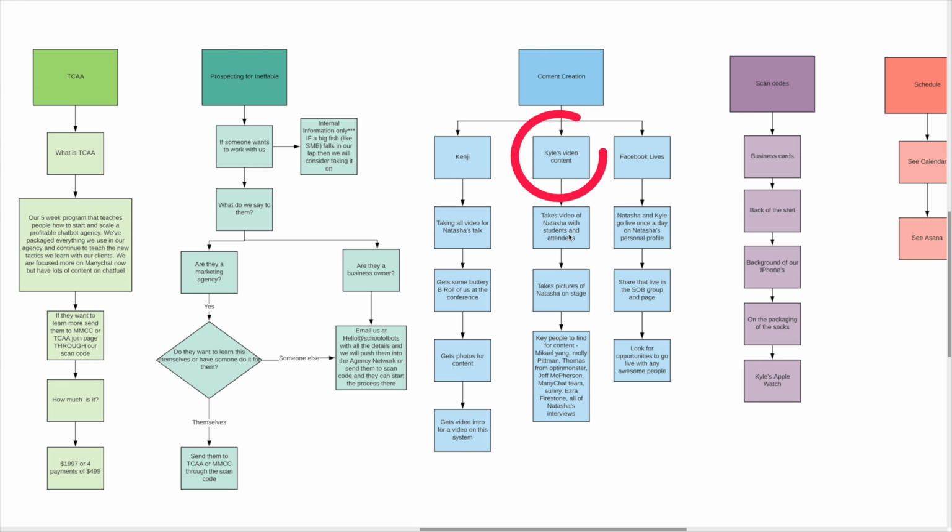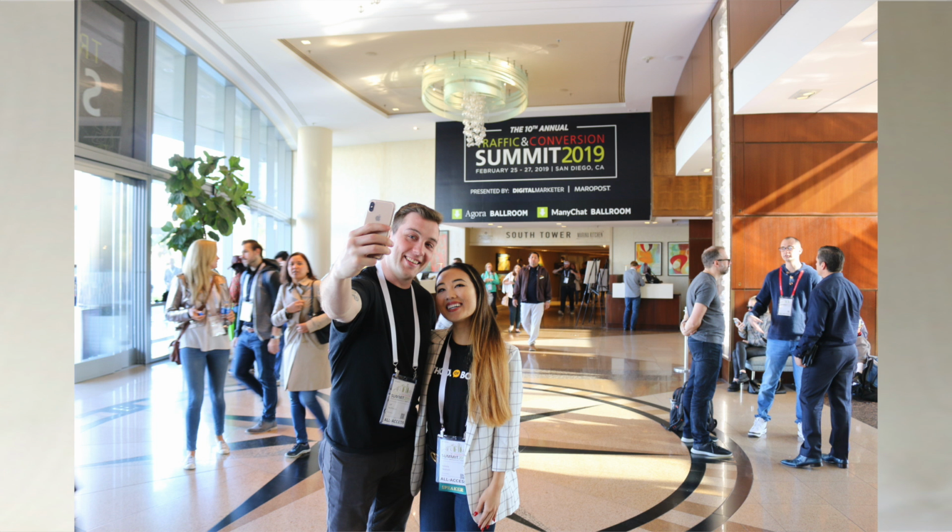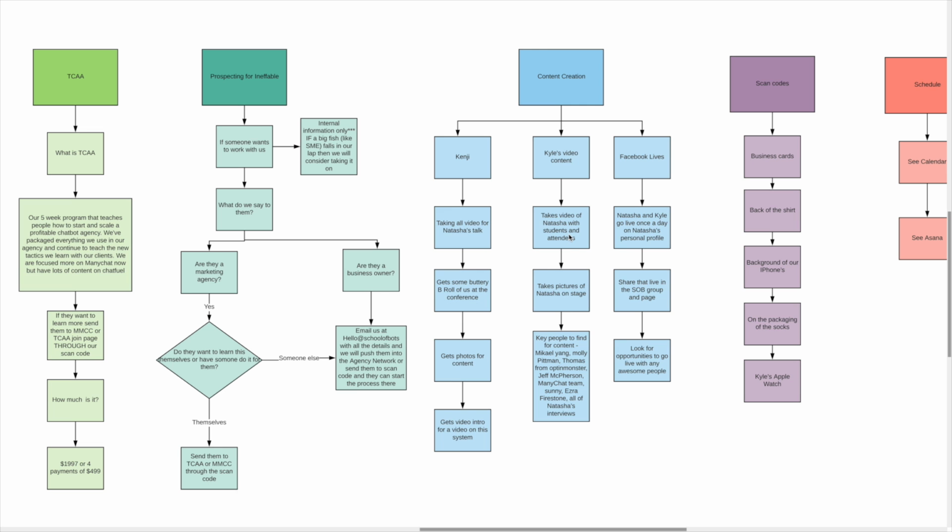I'm going to be taking pictures of Natasha on stage actually giving her presentation, as well as key people to find for content. Like, who do I want to take pictures of with Natasha or with myself? So, we have the founder of ManyChat, we've got Molly Pittman, Thomas from Optin Monster, Jeff McPherson, ManyChat team, Sunny, Ezra Firestone, all these awesome people that were there at Traffic and Conversion. Well, you want to kind of dial it down a little bit, right? There are so many awesome people there. Who are the exact people that I would love to take a picture with, that after the conference you could turn into content or value added for your audience, right? And so that's what we did here.